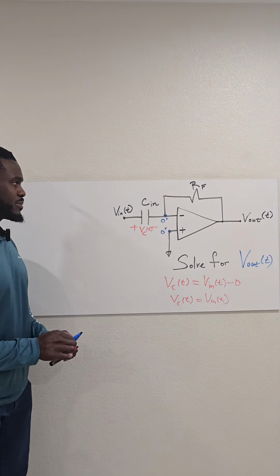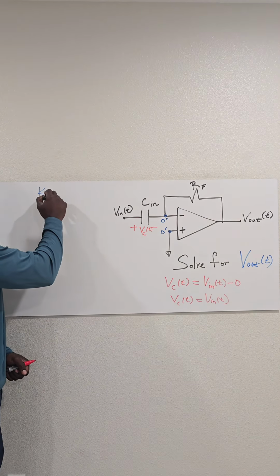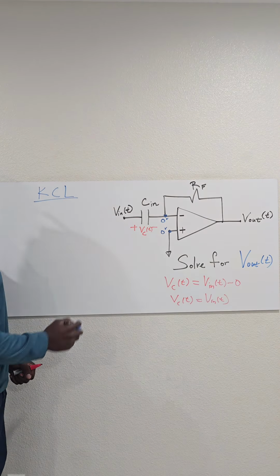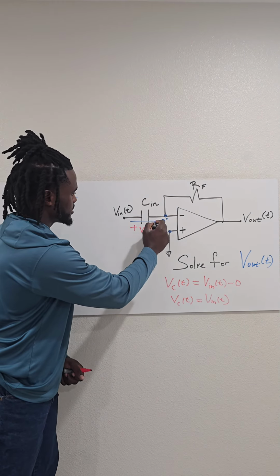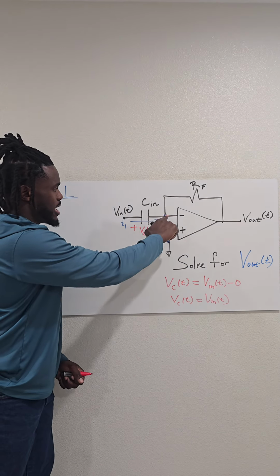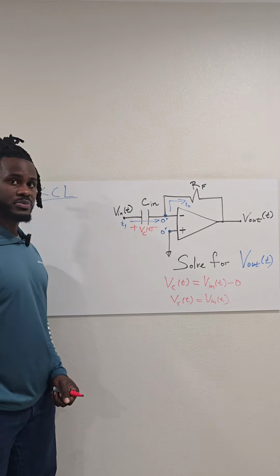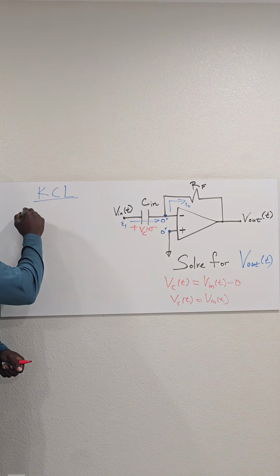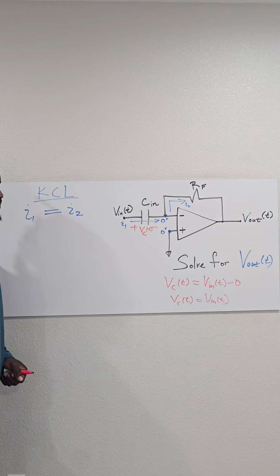Okay. The method I'm going to use to solve for V out of t is called KCL. So that means then that the input current, I call this I1, that goes in here, has to populate and come out here, I2. So let me go ahead and write that. So I1 has to equal I2.